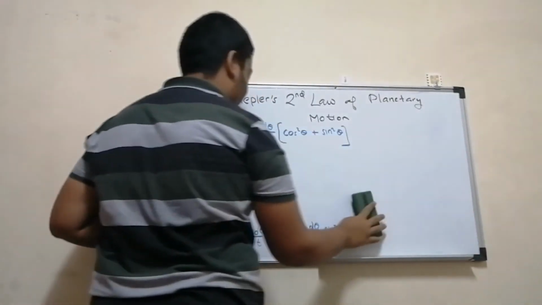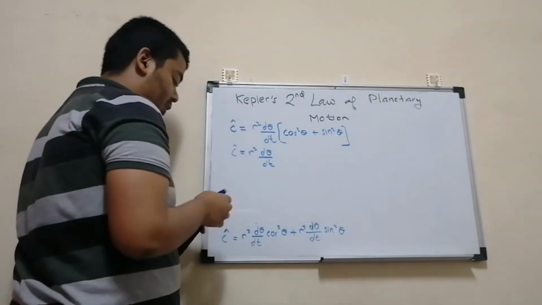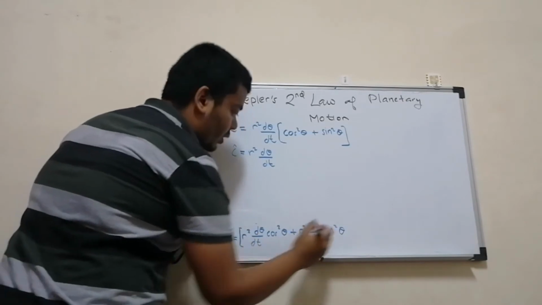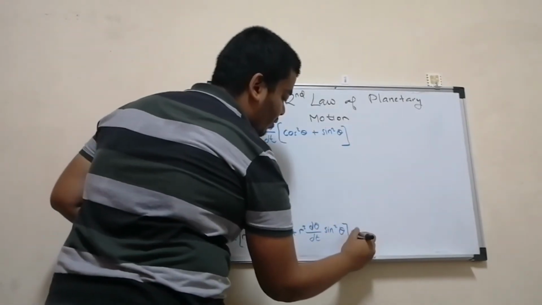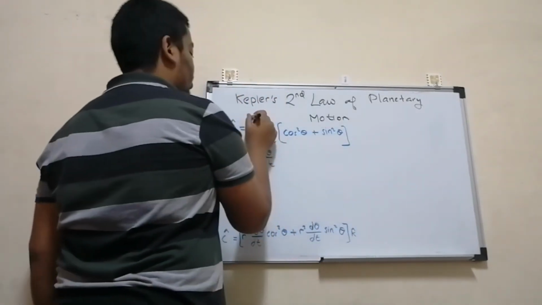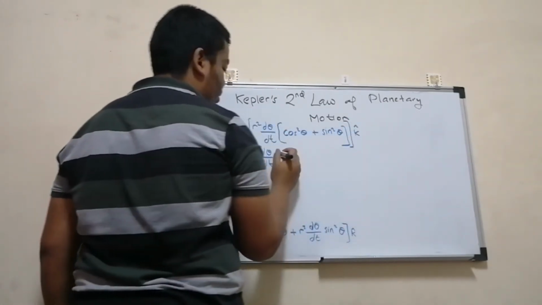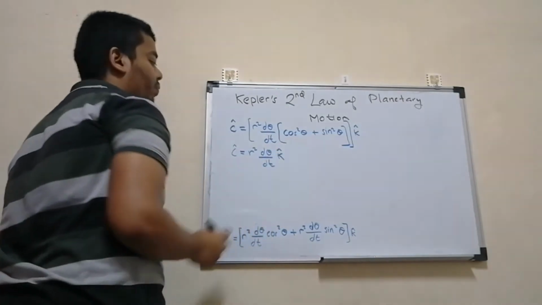But we should not forget that the whole thing is actually right here also. This is a k component. This is a vector. It's a k component. We should not forget that. It's a k vector.